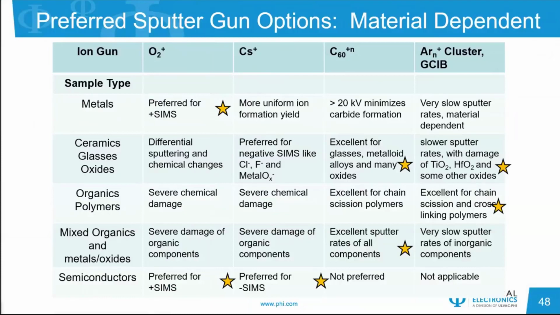Oxygen is primarily used for positive SIMS, enhancing electropositive species. Cesium can be used for enhancing negative species by orders of magnitude, as well as C60, which can be used, as we've shown here, with excellent sputter rates for organic and inorganic, so mixed materials. And then shown with the Damselfly example, you can use gas clusters to sputter through organic material very well.